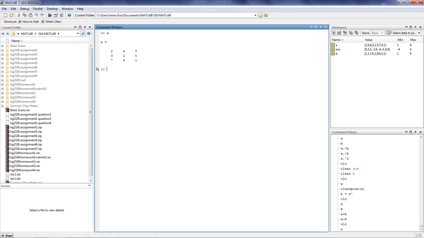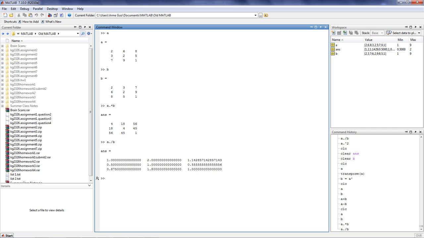MATLAB also allows the user to perform elemental multiplication and elemental division. To do so, place a period sign in front of the multiplication or division operator, and the corresponding elements will be multiplied or divided. Similarly, you can also perform elemental exponentiation using a period in front of the caret sign.